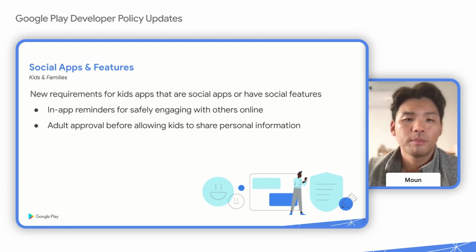Also, we want kids to be able to have a safe online experience. So we are adding new requirements in our families policy for kids apps that are social apps or have social features. We are requiring these apps to have, first, in-app reminders for safely engaging with others online. Second, adult approval before allowing child users to share personal information with others. And a method for adults to be able to manage these social features on an ongoing basis. As a reminder, we do not allow families apps whose primary purpose is to allow children to chat with strangers.